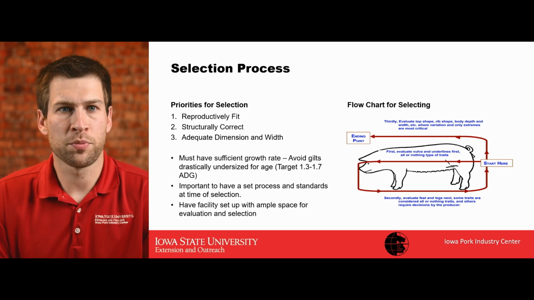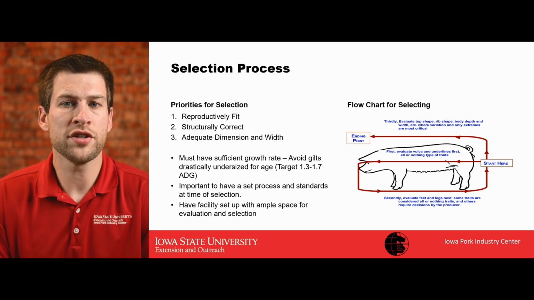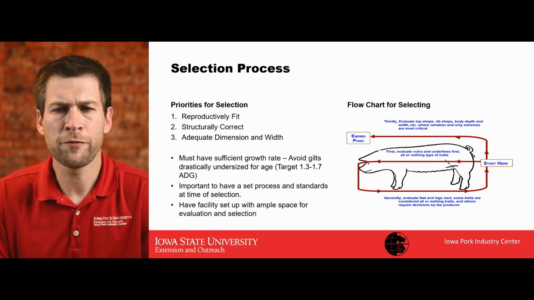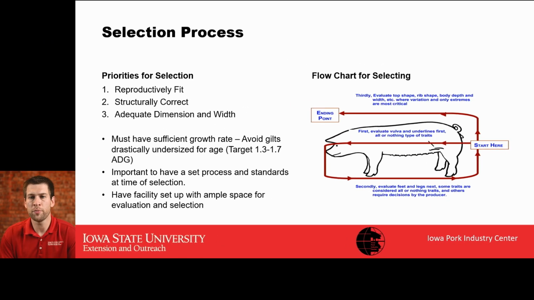So we talk about the selection process. There are going to be some priorities that we want to go over. First and foremost, those gilts need to be reproductively fit. And there are lots of other slide sets we've talked about in this series that heighten the importance of reproduction and the fallout rate that we can have with reproductive failure. So I'd encourage you to go back and find those videos as well.